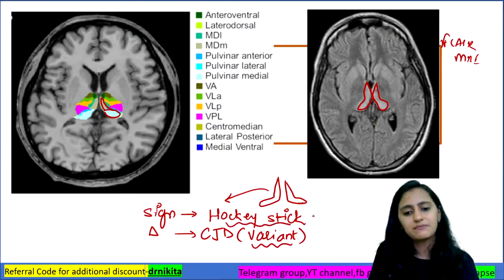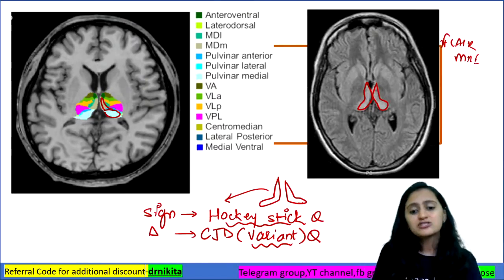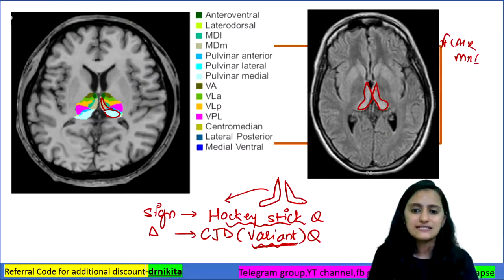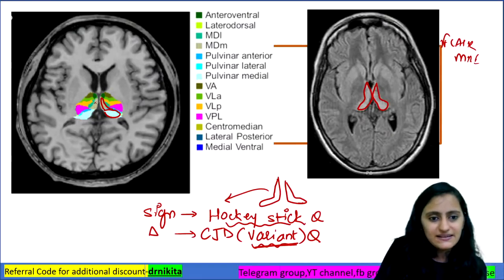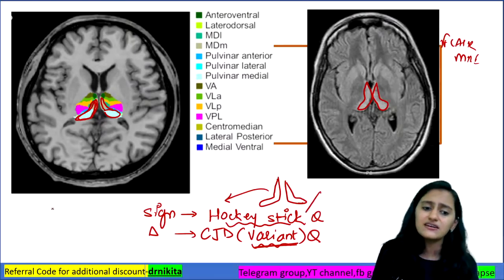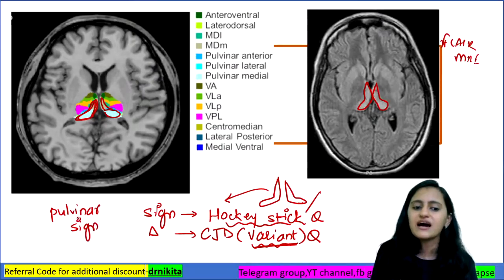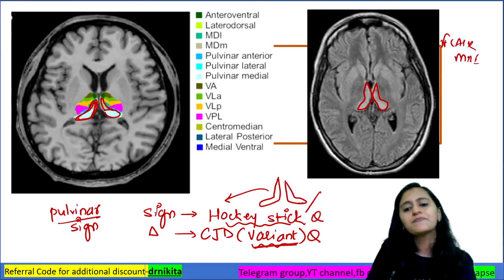Each of these is an important point and a potential question that can be asked. So remember, it is seen in variant CJD. You can see here that it is affecting the dorsomedial nucleus and the pulvinar. So if they ask you for the other name for the hockey stick sign, it is also called the pulvinar sign because it is affecting the pulvinar.